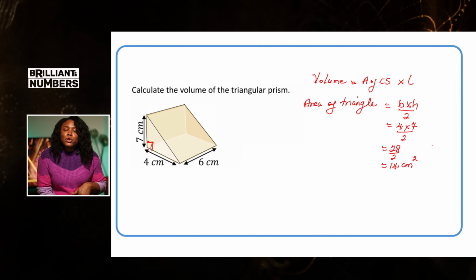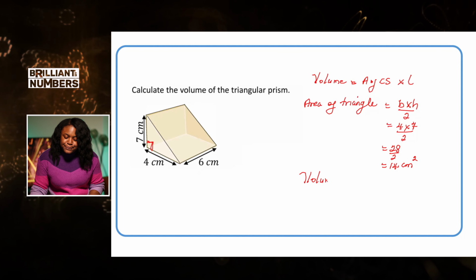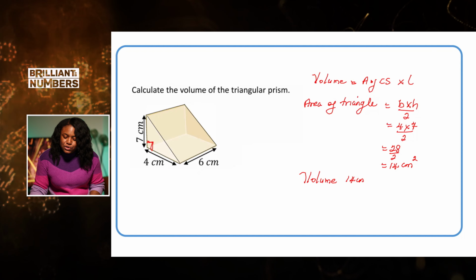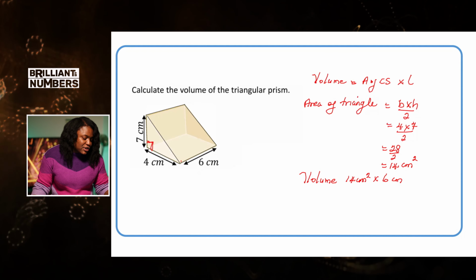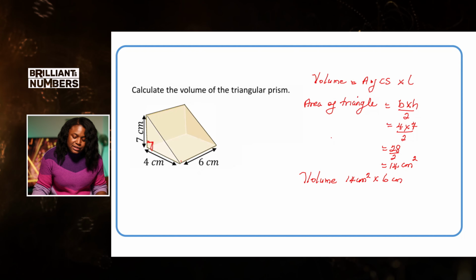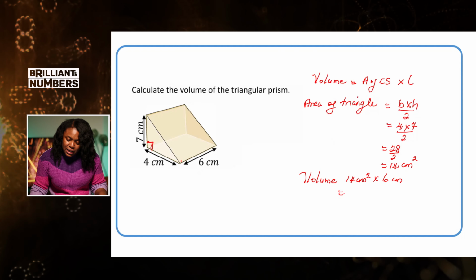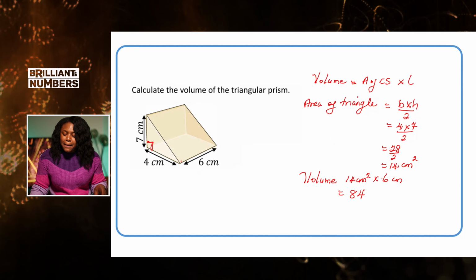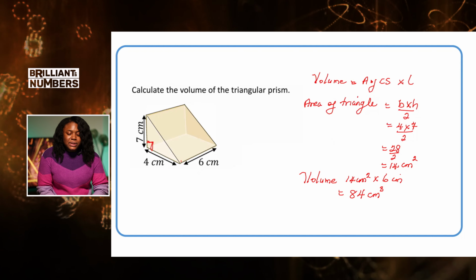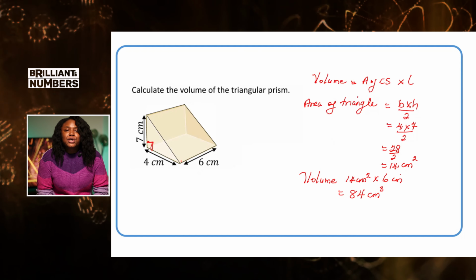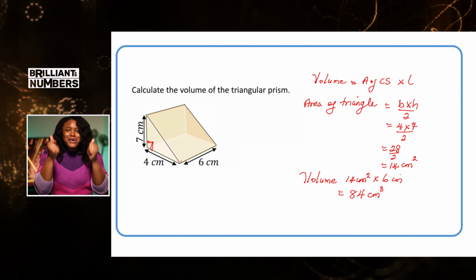So we now need to multiply this by the length, which is 6. So I go ahead and write that my volume would be equal to 14 centimeters squared multiplied by the length, which is 6 centimeters. I'm just going to put that in my calculator. So 14 times 6 gets me to 84 centimeters squared multiplied by centimeters gives me centimeters cubed. So there we have it. We have found the volume of a triangular prism. Beautiful. I am absolutely proud of you.